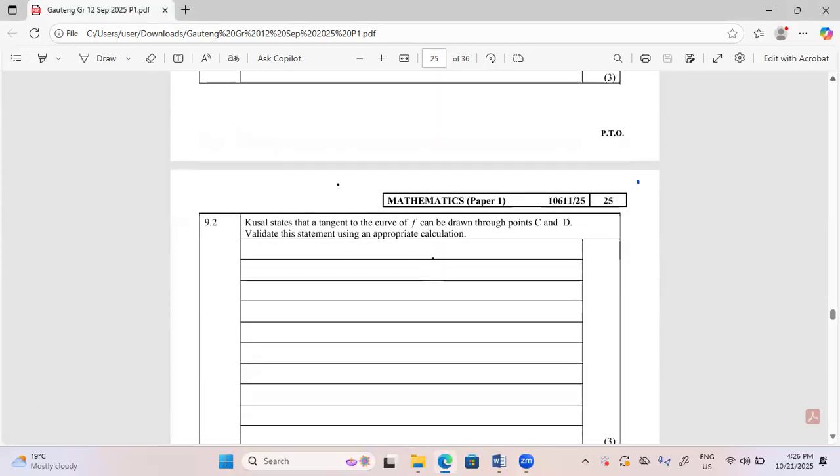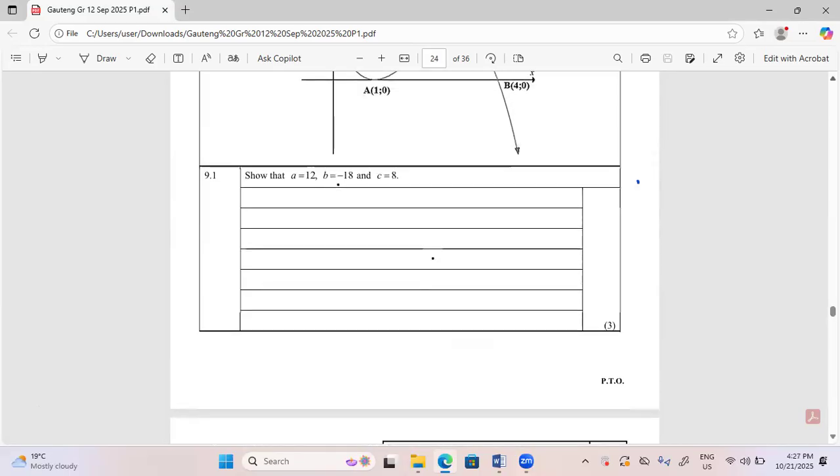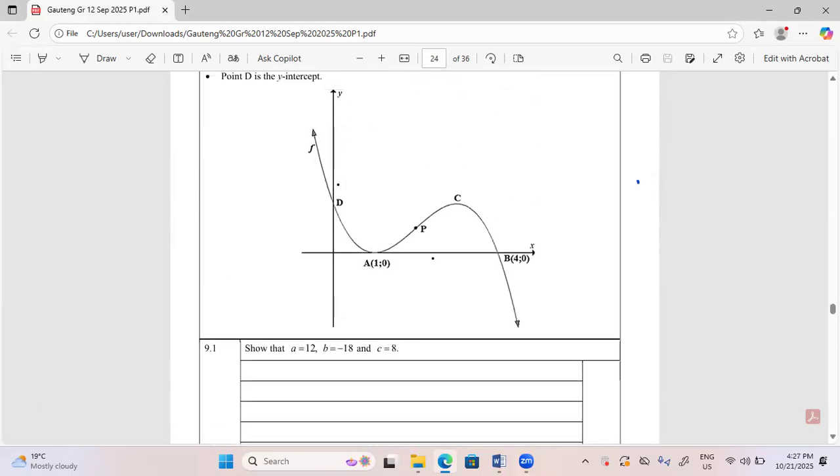Validate this statement. Let's go to the graph. Husserl says the tangent to f can be drawn through the point C and through the point D. So let us connect a line through the point C and D.